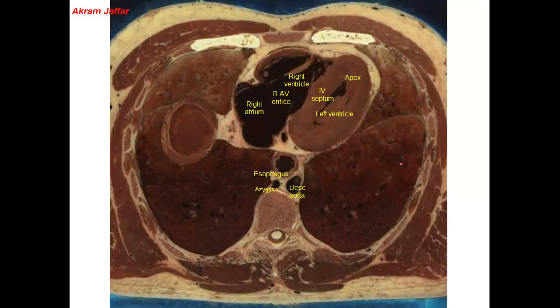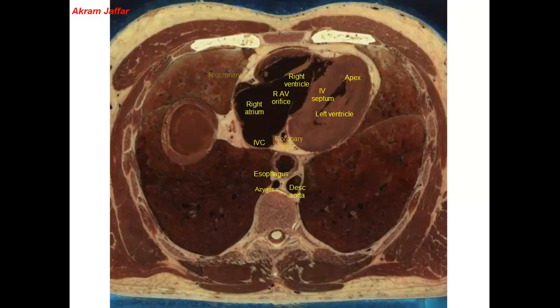Going a little bit down, again we can see the right atrium, and here something is going to open into the right atrium, and that is the inferior vena cava. Here, this is the right ventricle. We can see the thicker wall than that of the right atrium. Some trabeculae carneae are seen, and a papillary muscle can be seen also. And this is the right atrioventricular orifice. This is the atrioventricular groove, where we can see vessels, and this is the right coronary artery seen here.